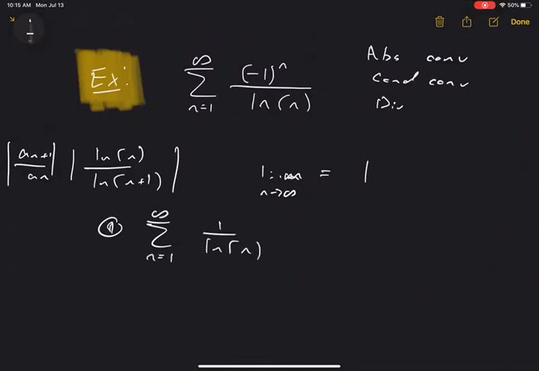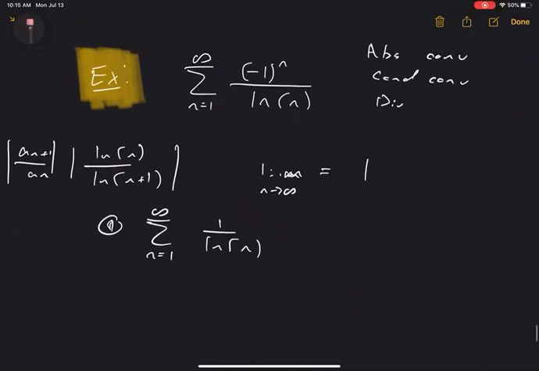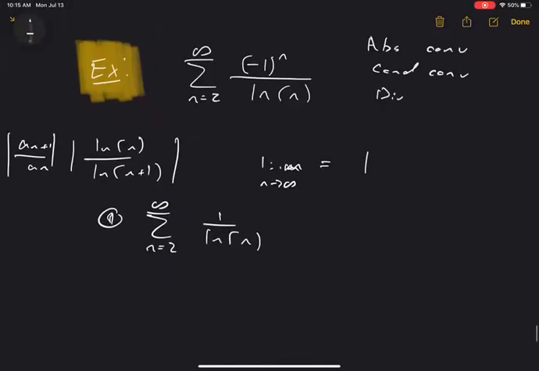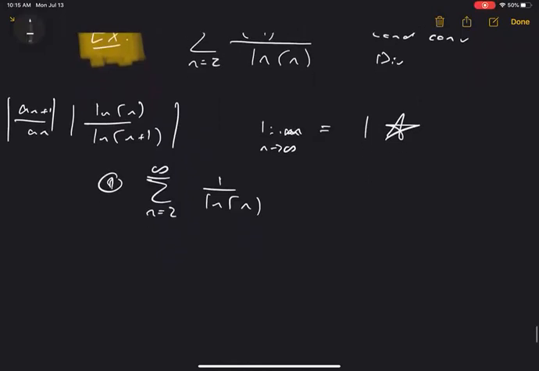Okay, and I need to show this is divergent. And actually, you know what? Let's make our life a lot simpler by starting this at, how about 2? That doesn't change anything about the ratio test. This would still be 1. Okay. All right, so now we're at this series.